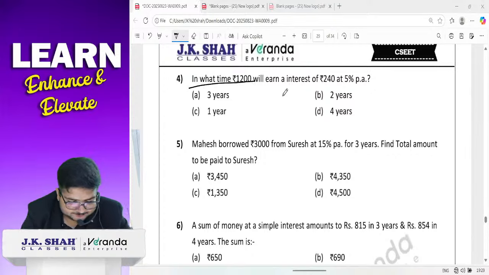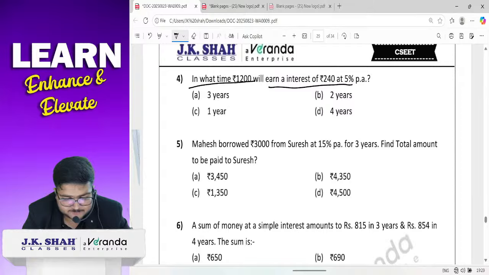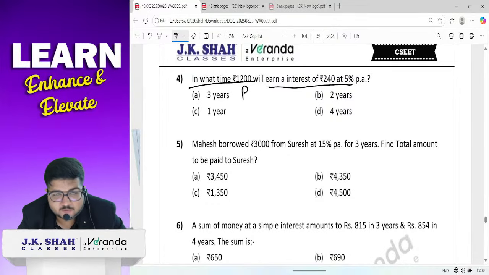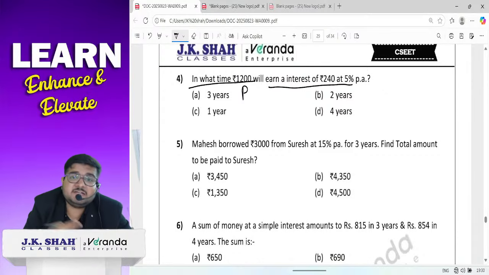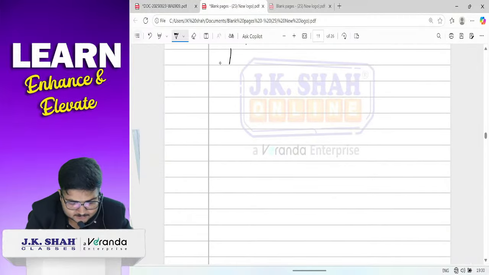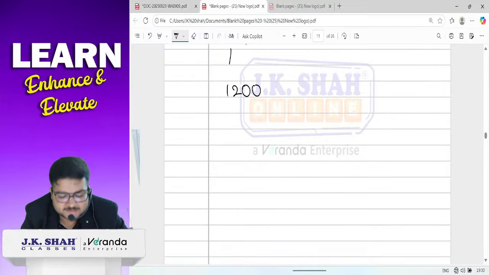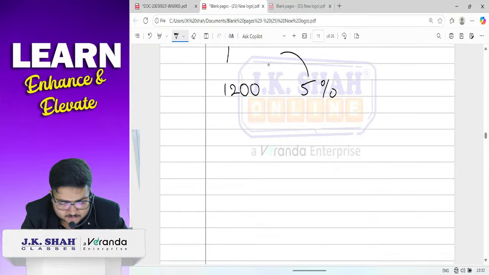In what time will 1200 earn interest of 240 at 5% per annum? In what time will this 1200 principal earn an interest of 240 if he gets 5% every year? Very easy. If a person is getting 5% rate of interest on this 1200, in how many years will he be able to collect 240?